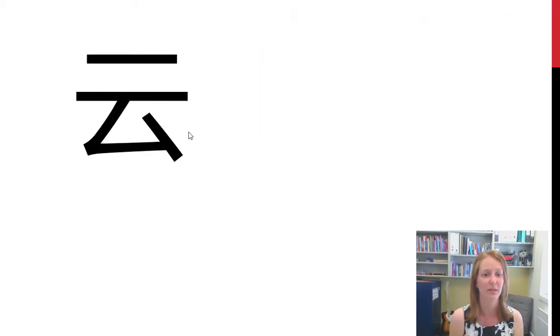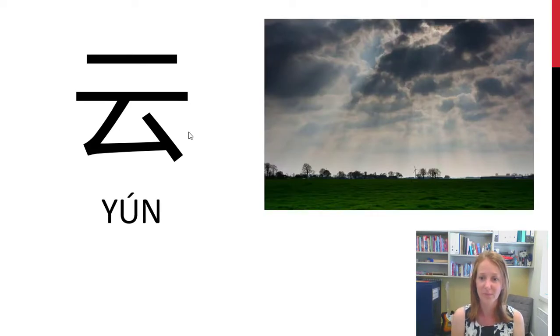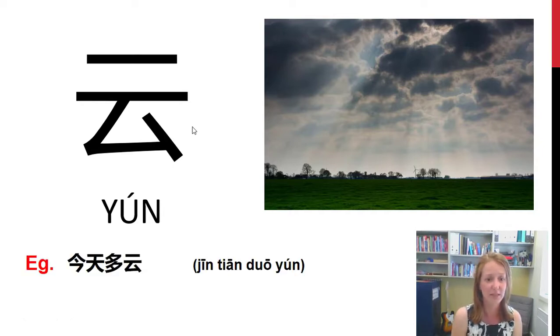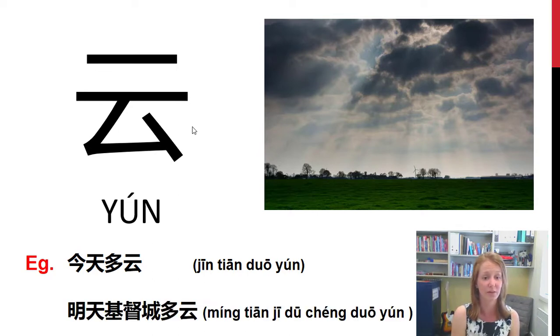这是什么? 这是云, so originally this came from a picture, and you can imagine the clouds up here and sort of swirling around the bottom here. So 这是云. We have a different way to say that it is cloudy. Have a look. 今天多云.